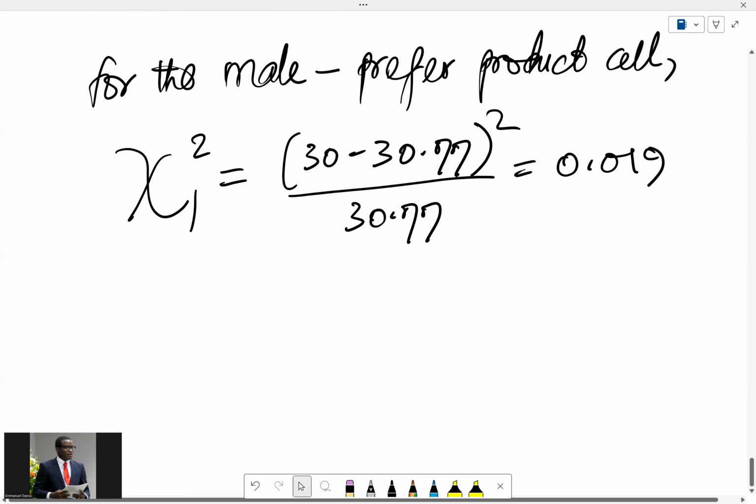So then we go for female who do not prefer products. Okay, I guess I have to really, patiently work this out so that everything can make sense. So we have 30 minus 30.77. That's equal to minus 0.77, then times minus 0.77 also. I think that's not working. We know that will be plus, right? 0.77.